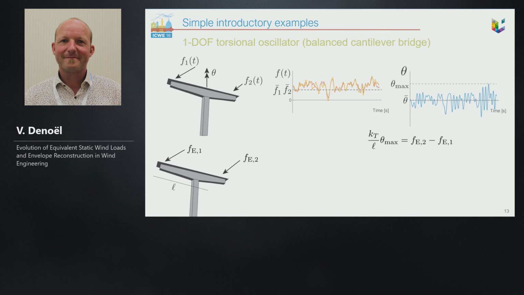FE2 and FE1 need to satisfy this condition. Unfortunately, if they both have the same average, you can't define these as the average multiplied by a gust response factor. Otherwise, there is no maximum rotation. So using something proportional to the average field doesn't work anymore. What we need to keep in mind, of course, is that this method fails when we have zero average or small average.